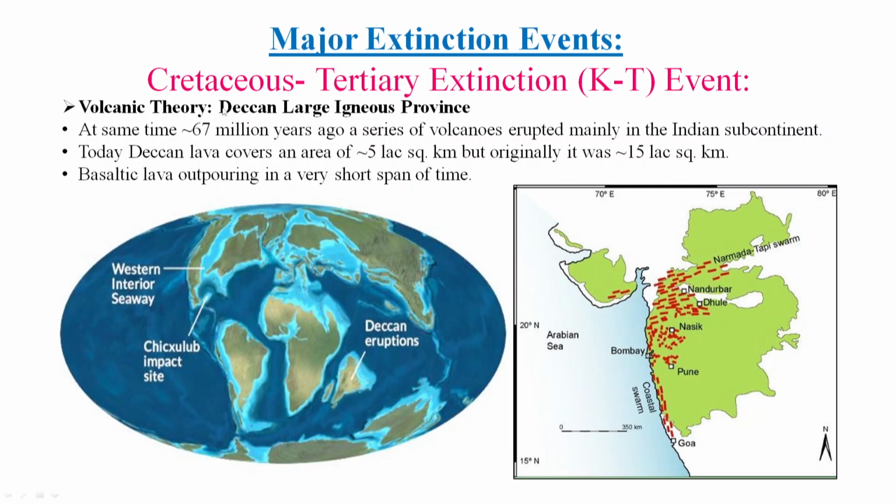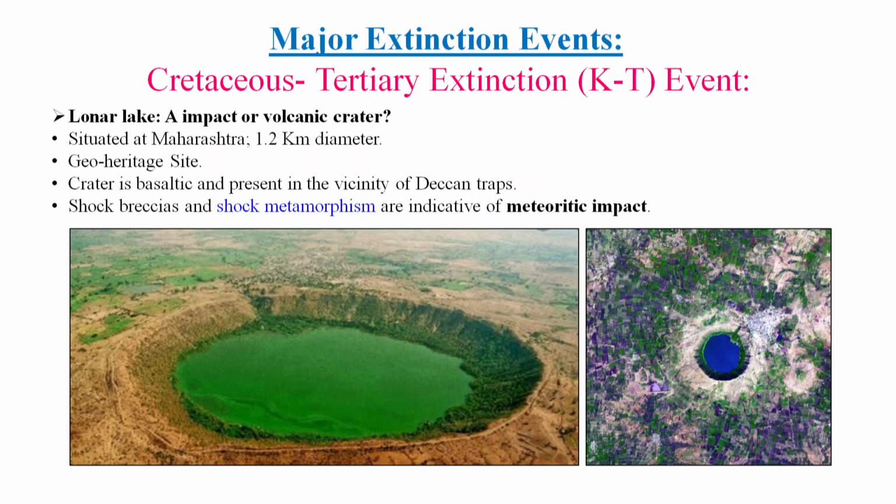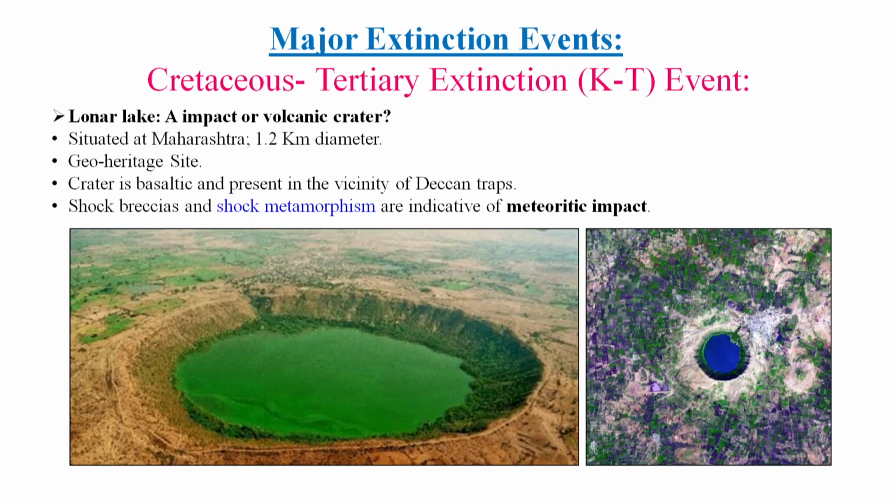Many people say that the Lonar Lake present in Maharashtra is also evidence of a meteoritic impact. Some people earlier used to say that it could be a volcanic crater, but now it has been more or less established that it is an impact crater that formed on the basaltic trap. So the host rock here is again the Deccan basalt, but there has been an impact of 1.2 kilometer diameter.